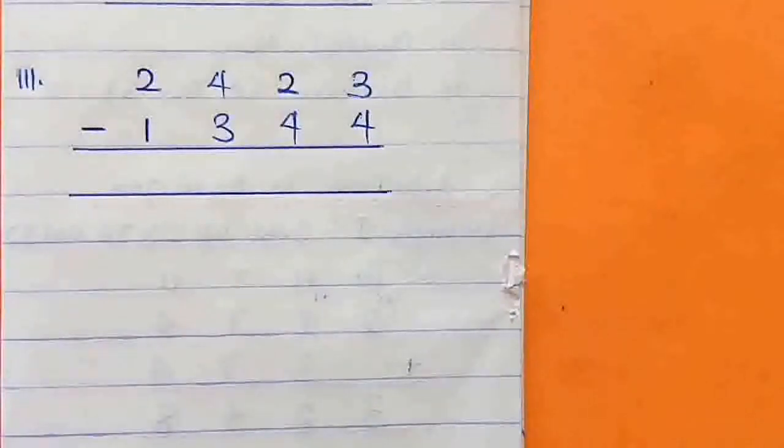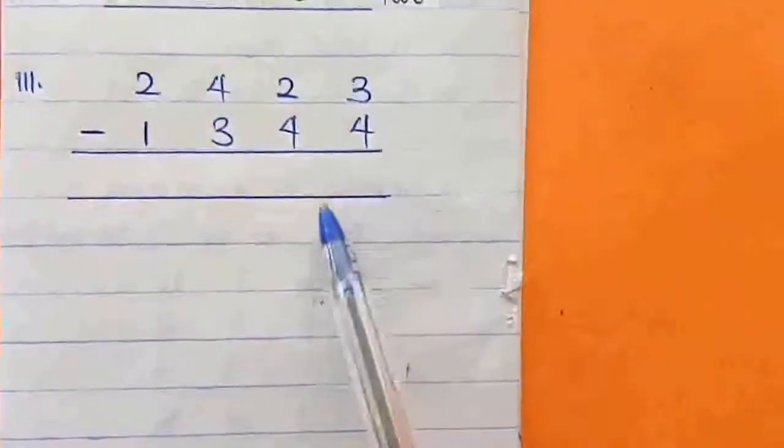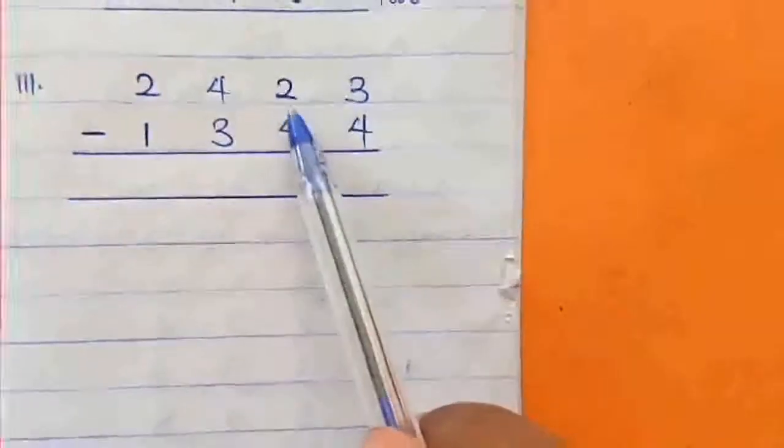This work is to be done in base 5. Okay, that means that if I'm to collect 1 from the left hand side, that 1 collected is equivalent to 5. Let's go. 3 minus 4 will not work. Therefore, let me go to this column.